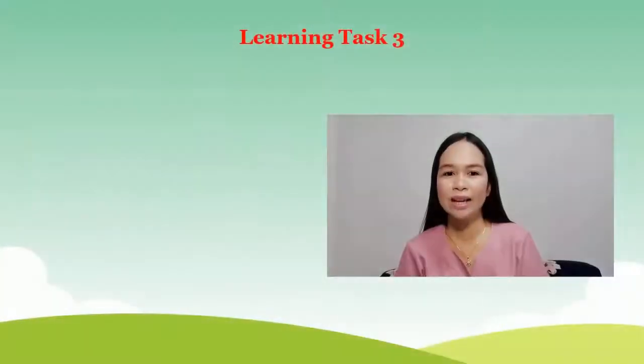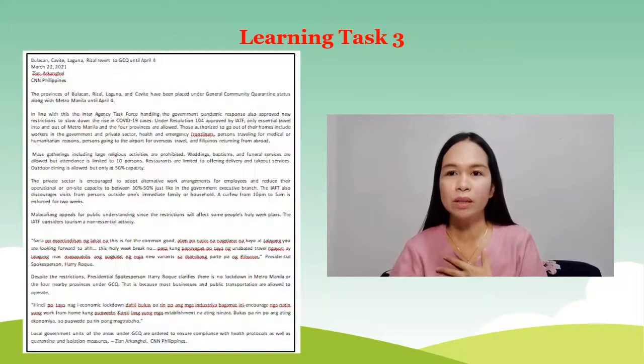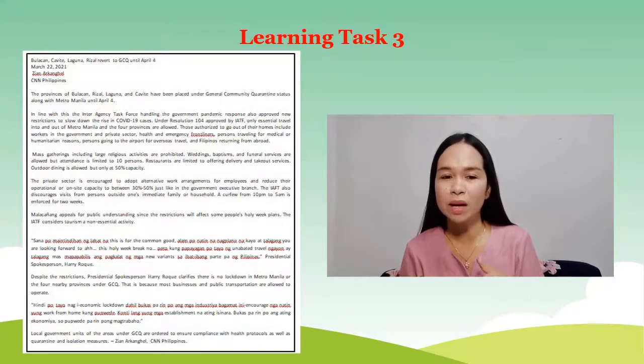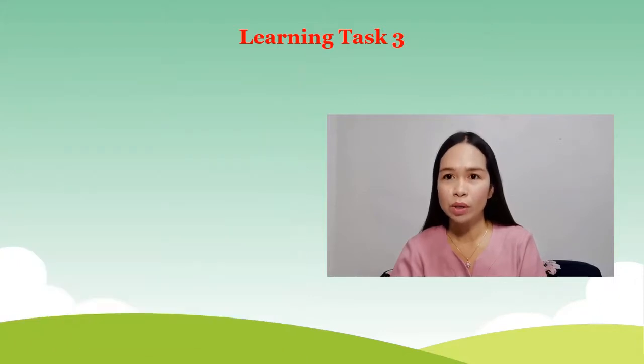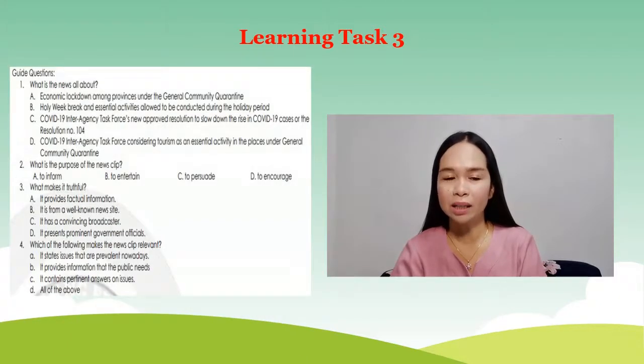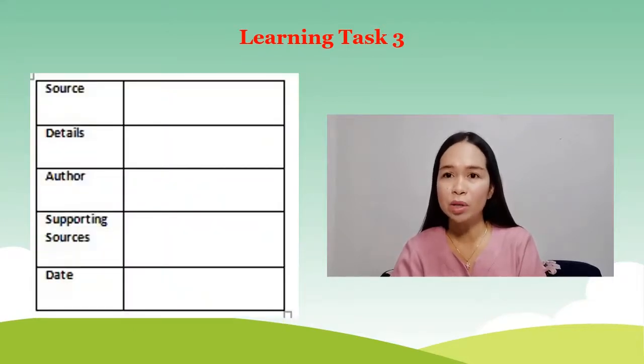Okay, class, for Learning Task 3, you may refer to the news clip using the link that I have provided, or you may refer to the transcribed version of the news clip provided in your module. So you have to read the whole selection, that is the one inside the box. And then after reading and analyzing that paragraph or article, you have to answer the guide questions, which is composed of 5 items. Numbers 1 to 4 have choices. And then number 5 is you're going to complete the table by supplying the necessary information from the news.